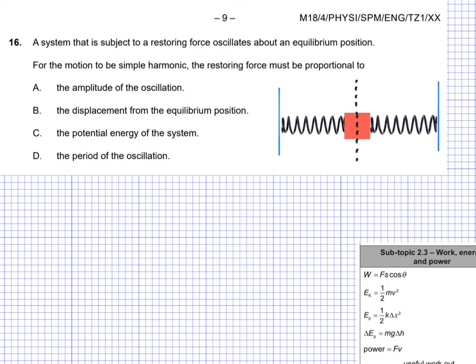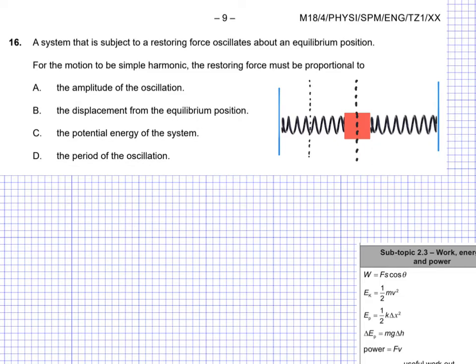So what is the question? Well, it's saying that for a motion to be simple harmonic, in other words, an ideal system with no friction, the restoring force must be proportional to, well, this is where we need to think about what's happening in the system. So let's go ahead and imagine that we do stretch this red mass to a point over here.